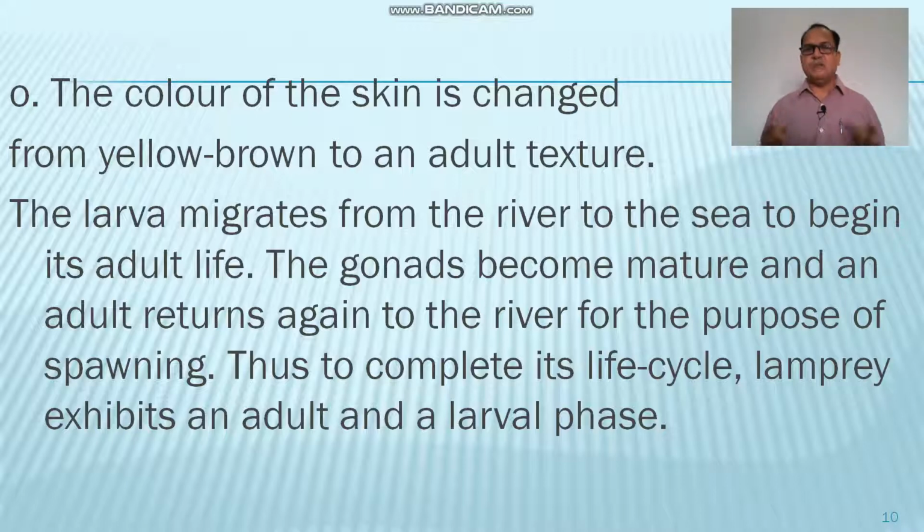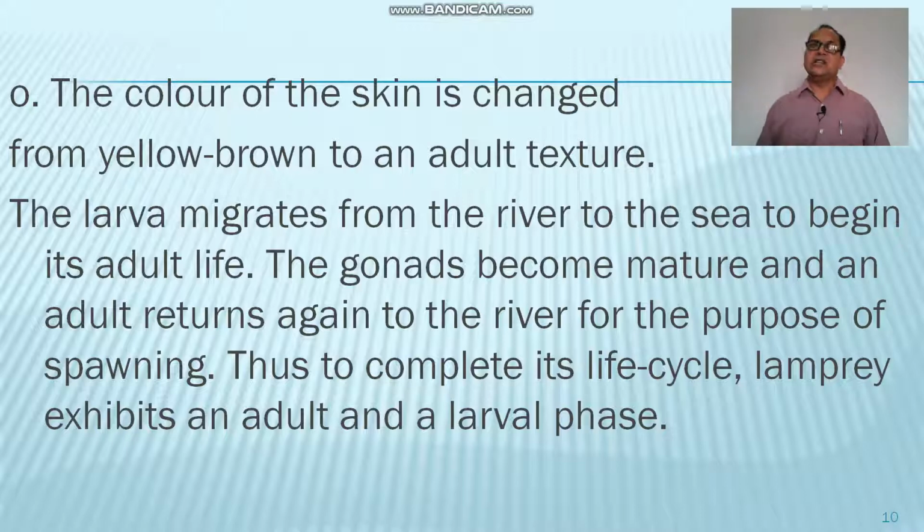The gonads become mature and its length increases to approximately 1 meter. And the adult returns again to the river for the purpose of spawning. When its gonads mature, for the purpose of spawning, they come back from the ocean to river water. Thus the life cycle of lamprey exhibits an adult and a larval phase.